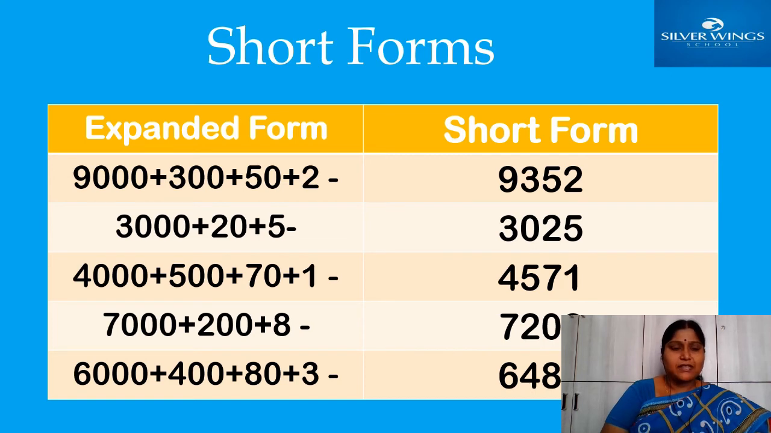Okay, I will show you with examples. See here, first one, 9,000 plus 300 plus 50 plus 2. All are there. Thousands column is there, hundreds column is there, tens column is there, ones column is there. Then you should write directly 9,352.